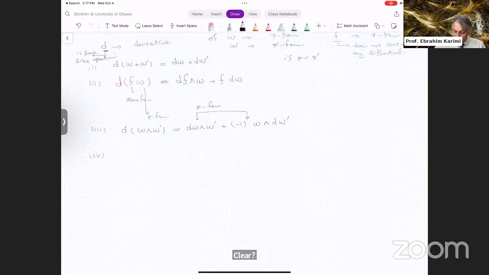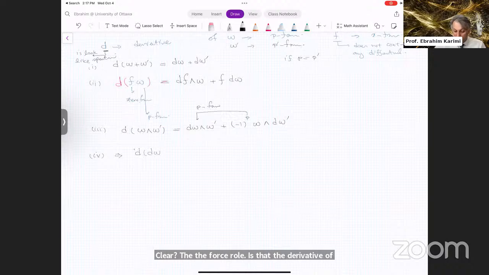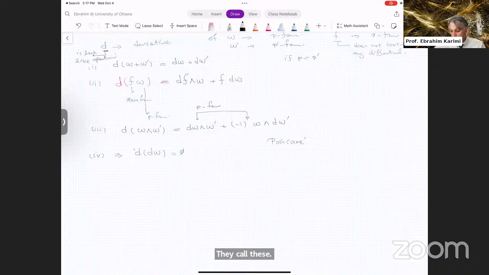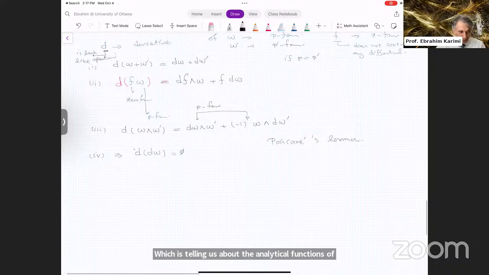The fourth rule is that the derivative of the derivative of omega is equal to 0. They call this the Poincare lemma, which is telling us about the analytical functions of omega, or the analytical form of omega.